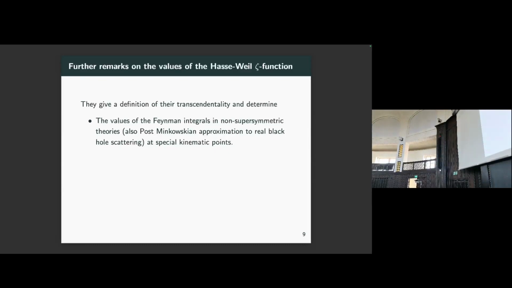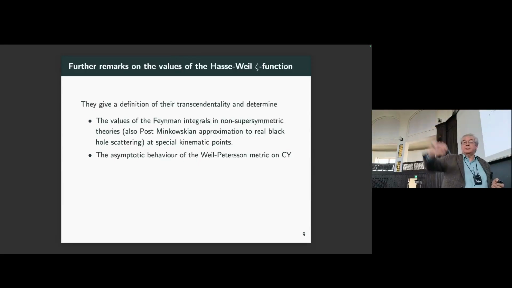I'm happy to say that, and also for black hole scattering, whatever. So these L function values appear in this problem at special kinematic points, and also they set the general transcendentality of these Feynman integrals that you have to calculate. Well, they also give the asymptotic behavior of the Weil-Petersson metric. Kumrun asked me a question. I think at the end I can answer that.